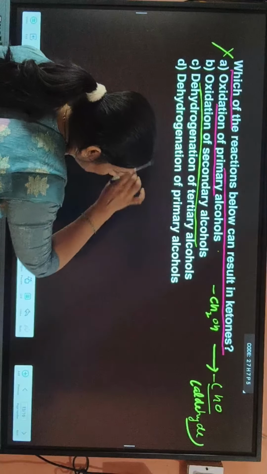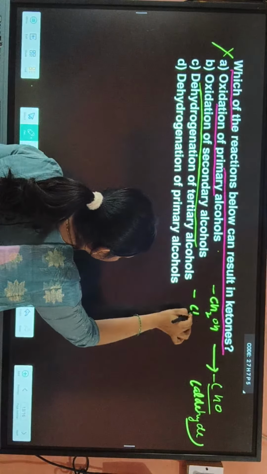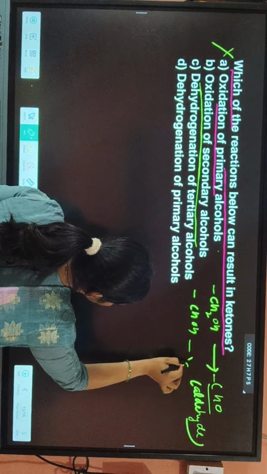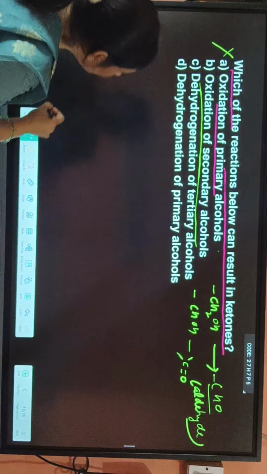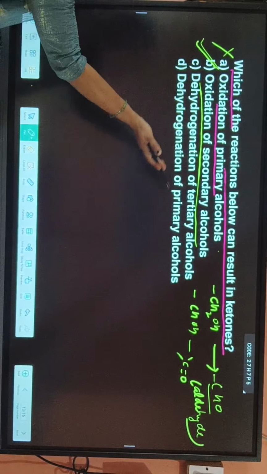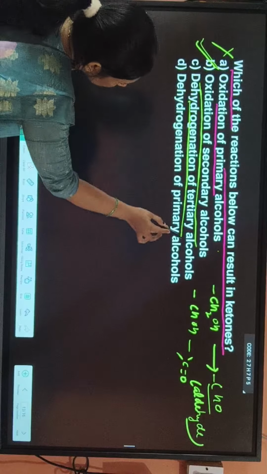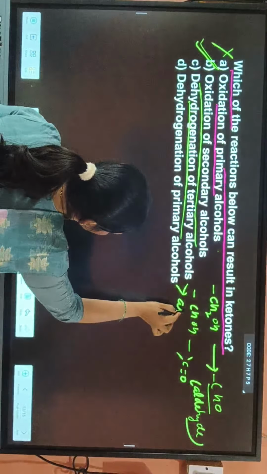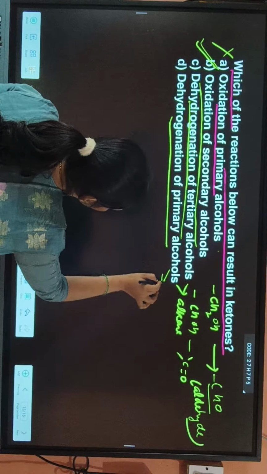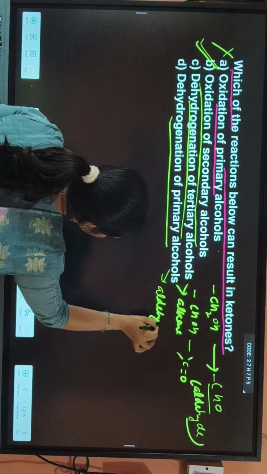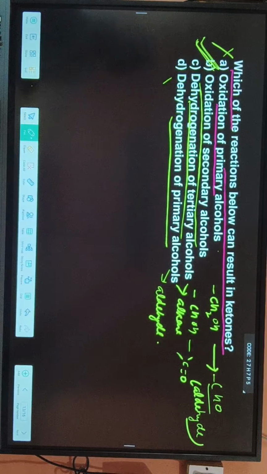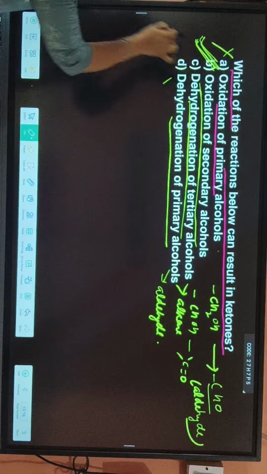Oxidation of secondary alcohol. Yes. Secondary alcohol convert into ketone. So this one is the right option. Let's check the next one also. Dehydrogenation of tertiary alcohol. No. Dehydrogenation of tertiary alcohol gives us alkene. Dehydrogenation of primary alcohol. It also gives us aldehyde. Okay. So only this one. Oxidation of secondary alcohol gives us ketone. So option B is the correct option for this.